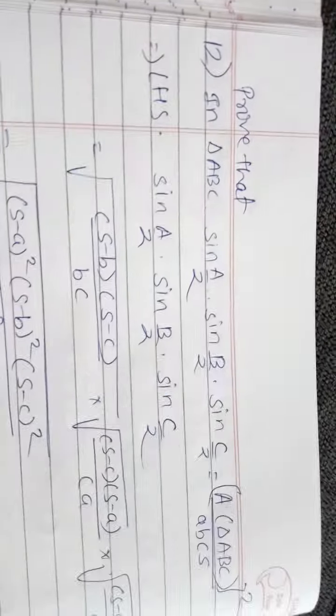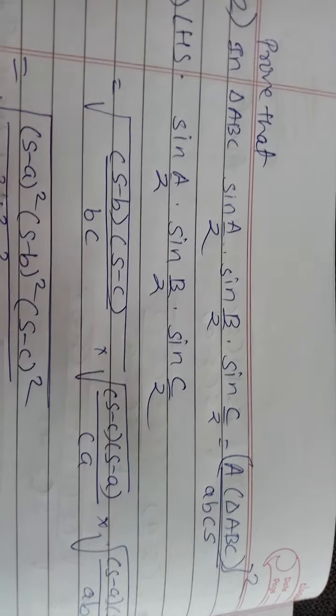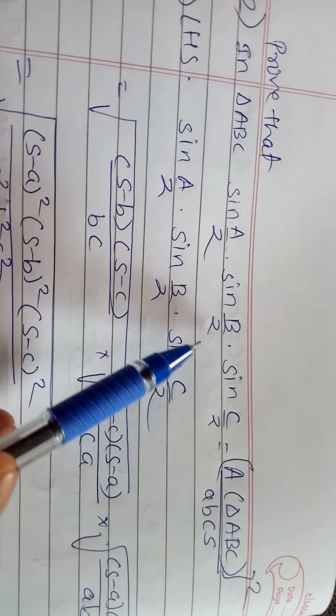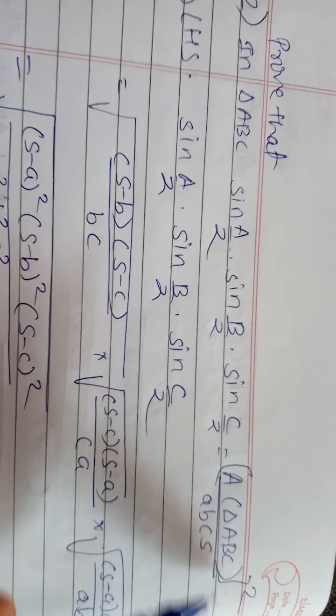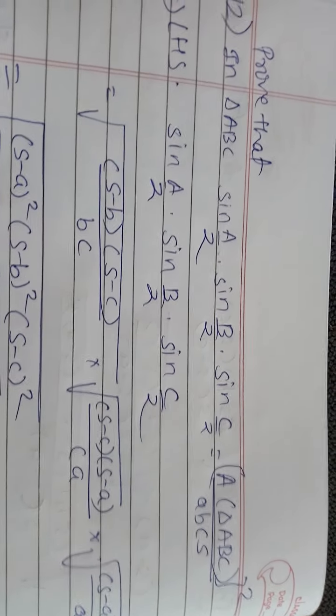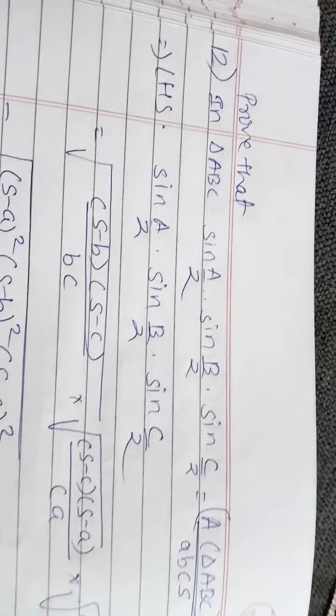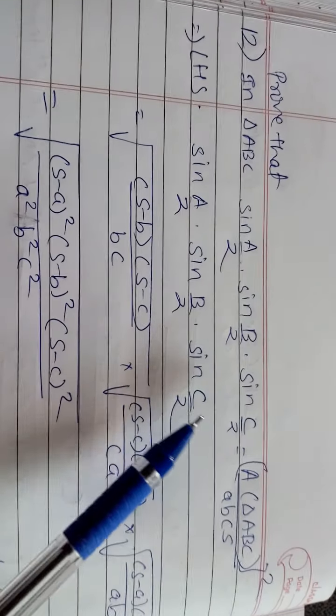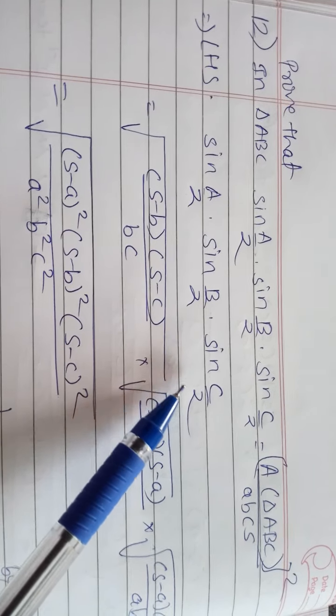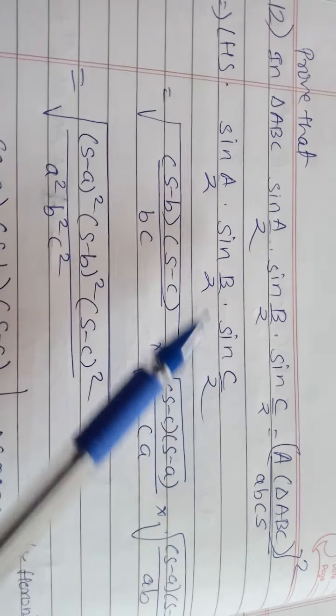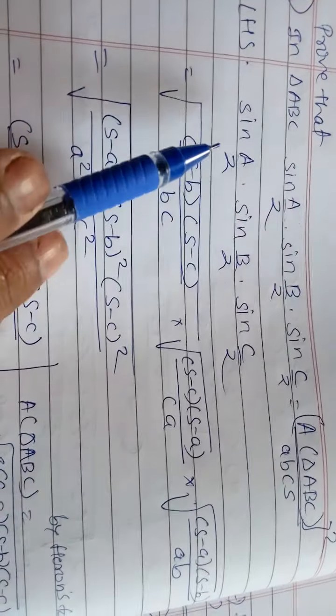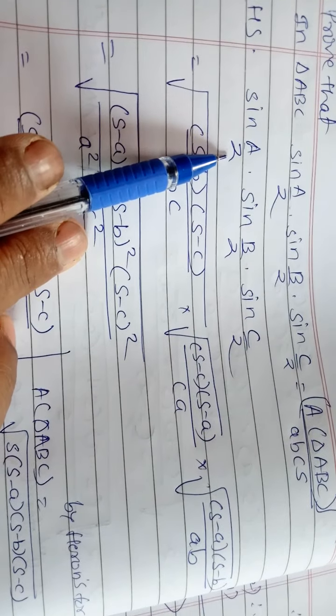Now see the last example of this exercise, that is prove that in triangle ABC sin A by 2 sin B by 2 sin C by 2 is equals to area of triangle ABC bracket square upon A into B into C into S. Now see, we write here the sin A by 2 into sin B by 2 into sin C by 2, taking the LHS. Now we are going to put down the value of half angle using half angle formula.